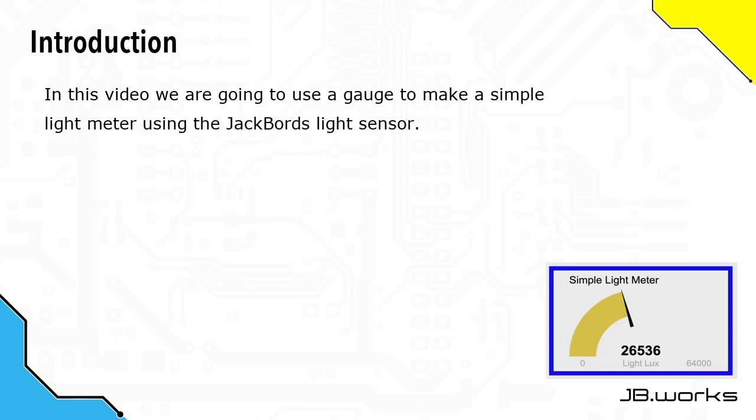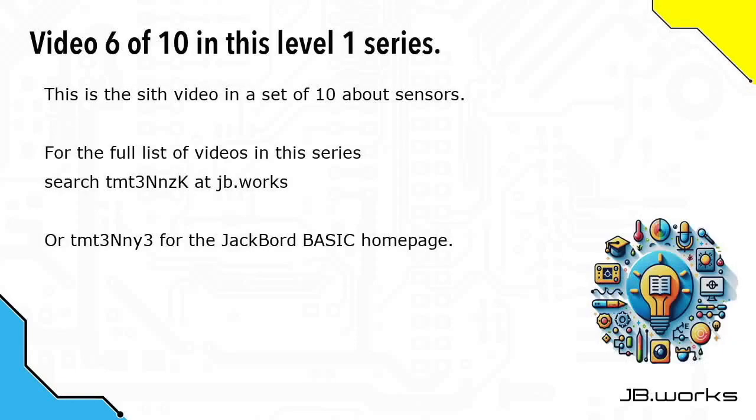In this video, we're going to use a gauge to make a simple light meter using the JackBord's internal light sensor. And later on, we'll turn it into a program. This is the 6th video in a series of 10 all about sensors.